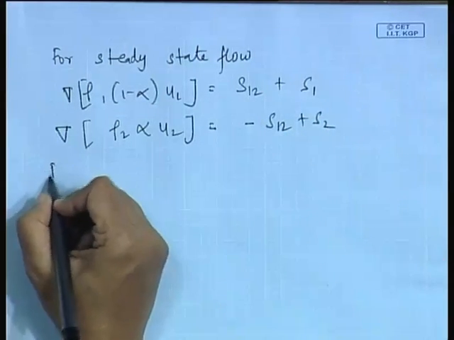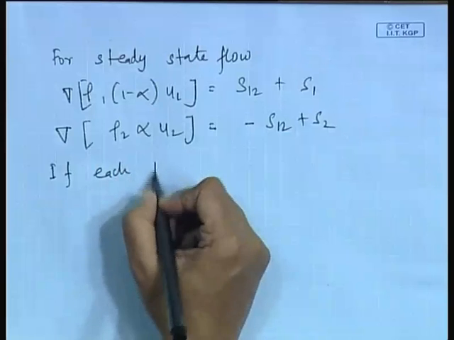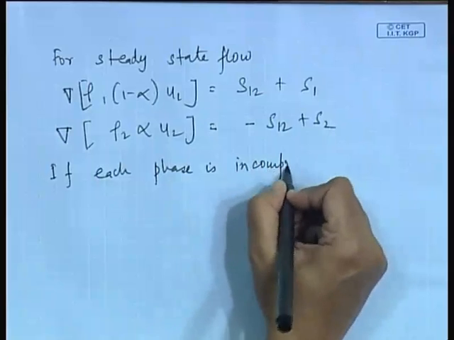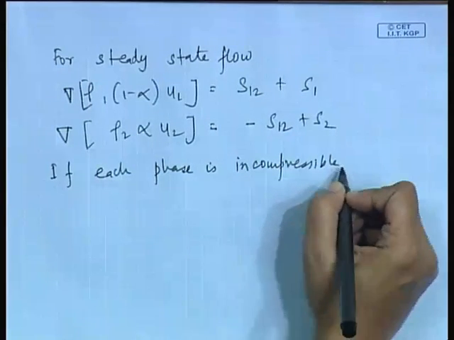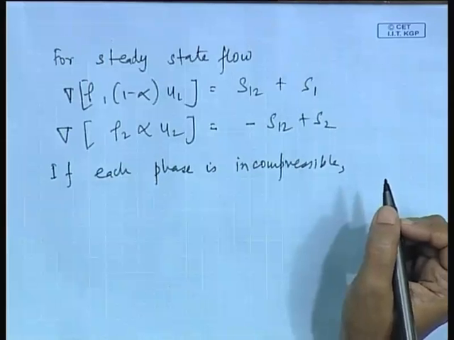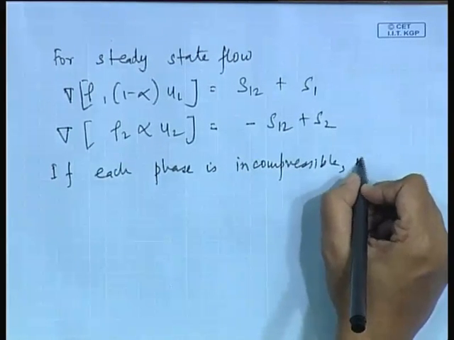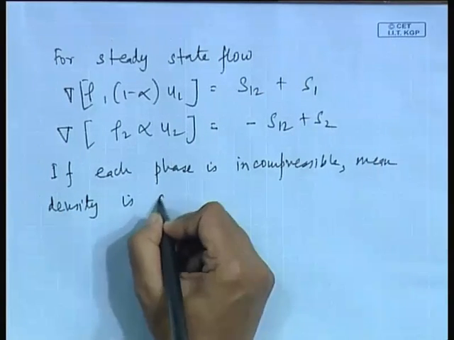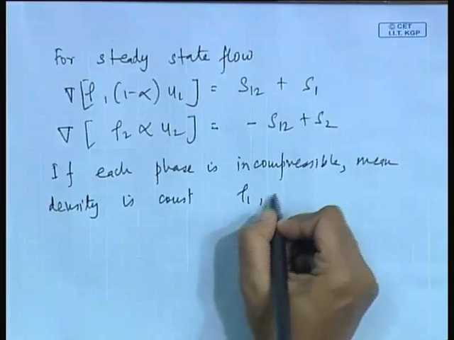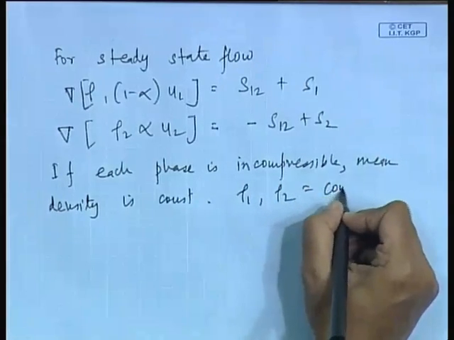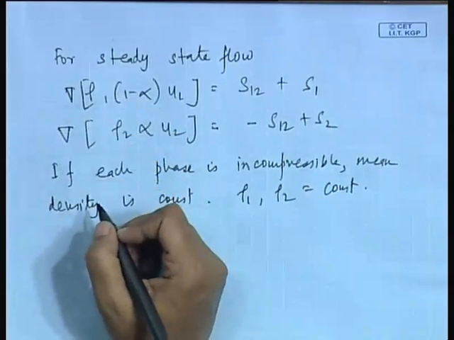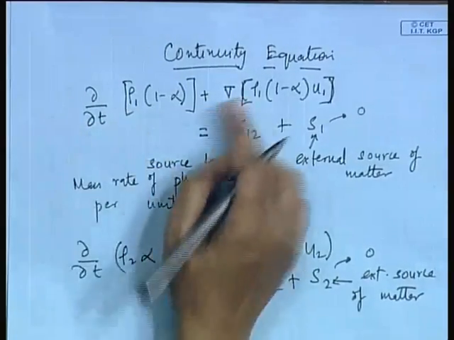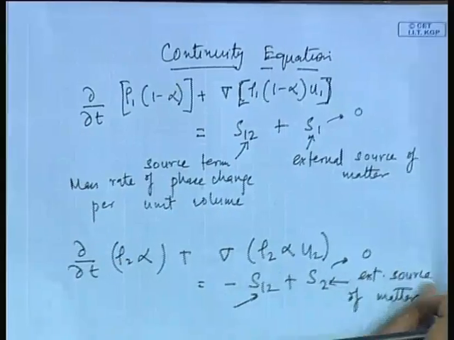Next, if each phase is incompressible, what do you expect? Your mean density becomes constant, or in other words, your rho 1, rho 2 are constant. So, they come out of this. Okay? So from this particular equation, this rho 1 and rho 2 will be coming out of this equation, is not it?